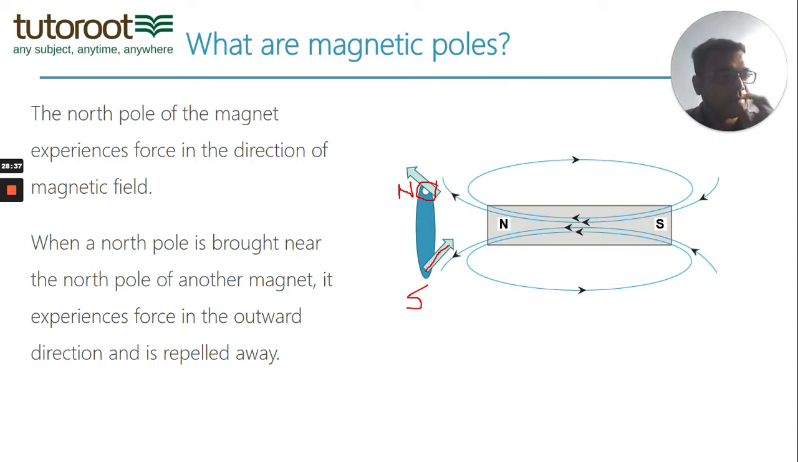Now again, understand very carefully the theory behind this. When magnetic field lines come out from the north pole, they are going away from the north pole. When a south pole comes there, it sees the magnetic field lines go away, but it doesn't go away with the magnetic field. As I said, a south pole experiences force opposite to the direction of the magnetic field line. So it experiences force towards the magnet.